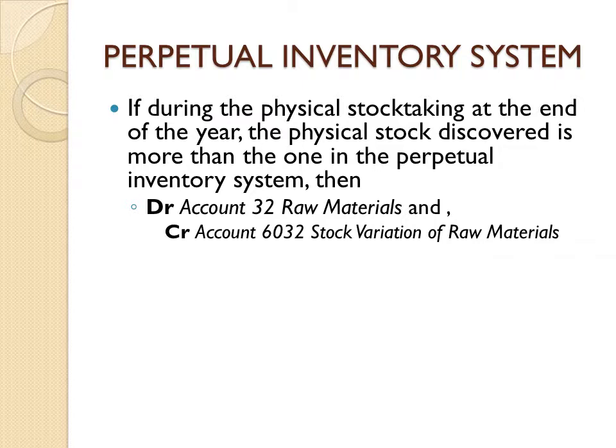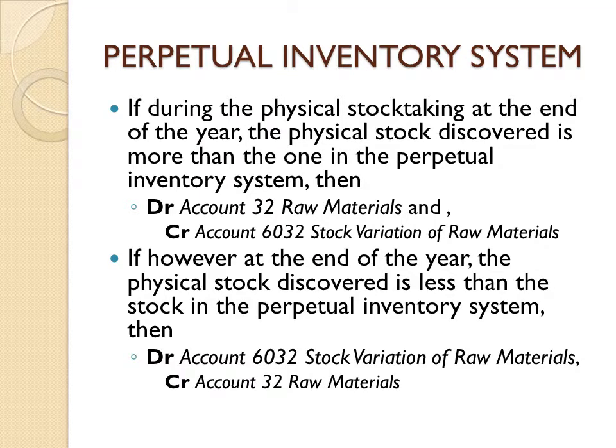If, on the other hand, during the physical stock taking, the entity discovers that the physical stock is less than the stock in the accounting records in the perpetual inventory system, in that case the entity must account for the decrease by debiting account 6032 stock variation of raw materials and crediting account 32 raw materials.